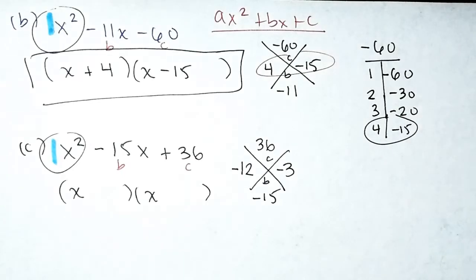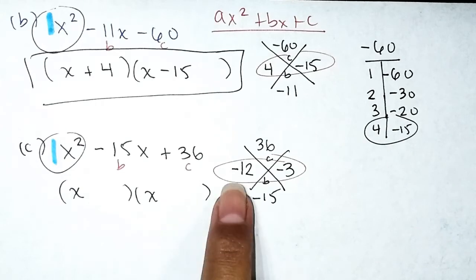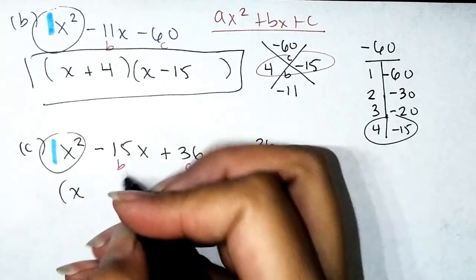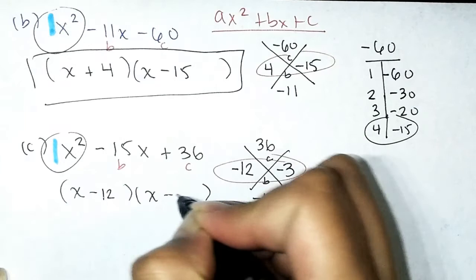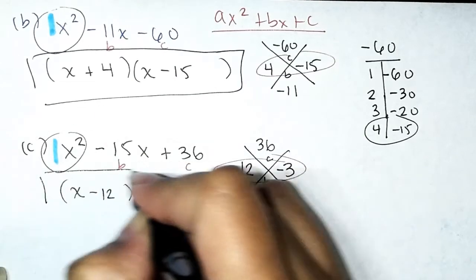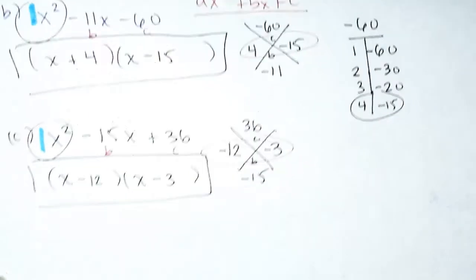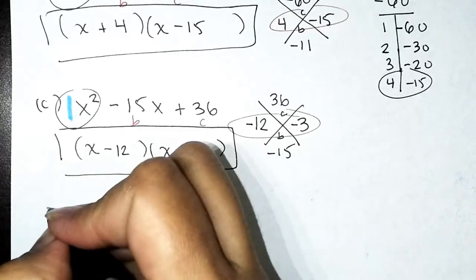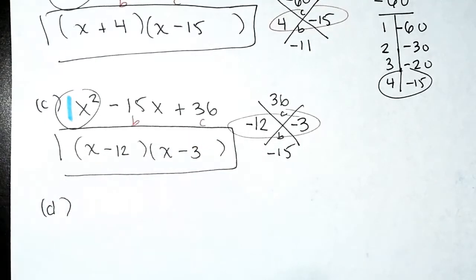Okay, so let's go ahead, get our answer so we can almost leave. So the binomial factors should read x minus 12 times x minus 3. Cool. Alright, so that's number 3. I don't know how much we have left, but we're doing a total of 8.